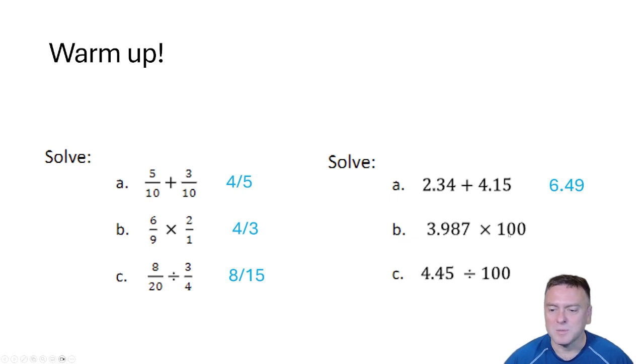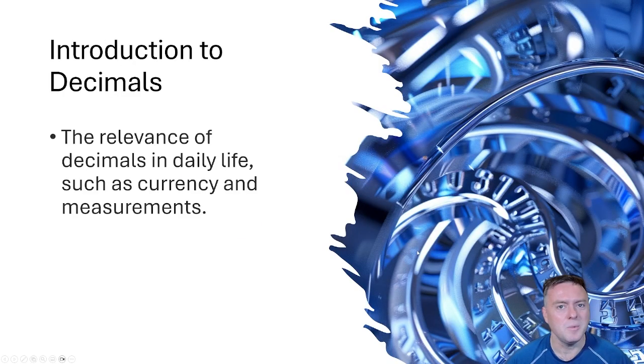Second last one, we're timesing this by 100. So we know we're timesing by groups of 100. We just shift the decimal point. So we count how many zeros. So there's 2. So we're going to go 1, 2. So it's 398.7. This one, when we divide by 100, we count the number of zeros. So 1, 2. So this one is going to go the other way. So it's going to go 1, 2 back and give us 0.0445. Awesome.